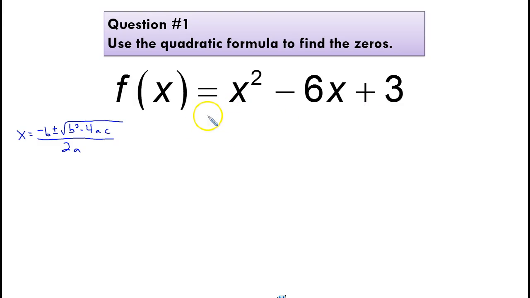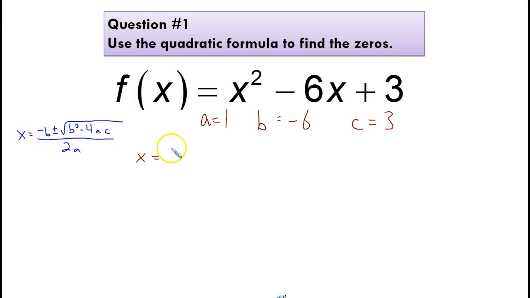We'll identify a, b, and c. So a here is going to be 1. There's an invisible 1 in front of the x squared. b is going to be negative 6. And c is going to be 3. From here, we take those numbers, and in the formula, which I've got over here on the left, we're going to plug in those numbers for the letters, making sure that all the signs and symbols are exactly the way they're in the formula, but any number that I have over here, I plug it in.